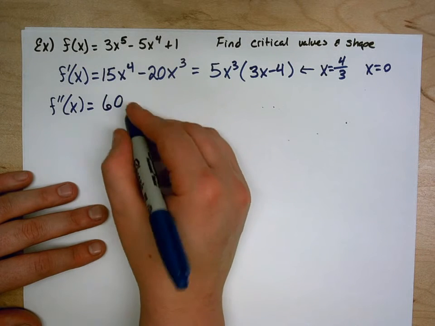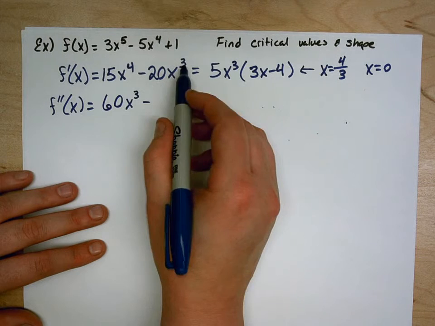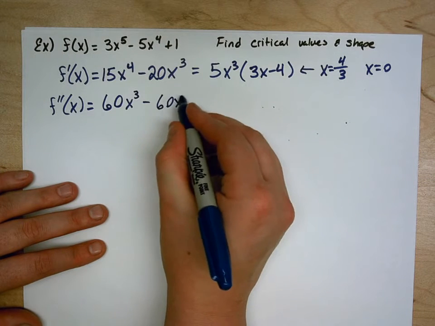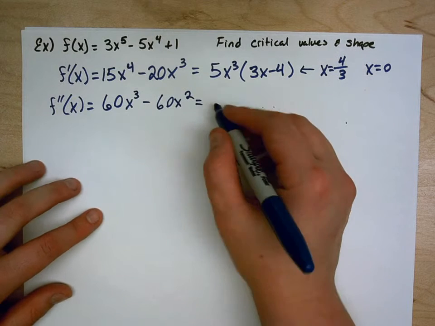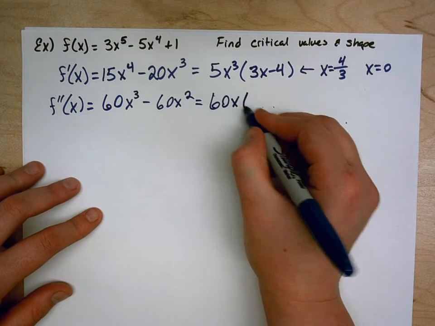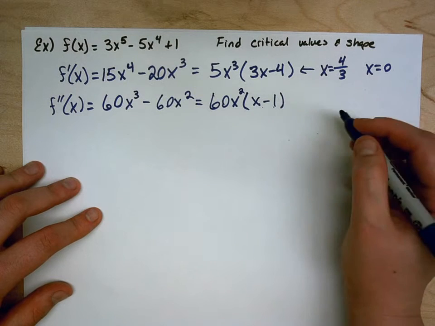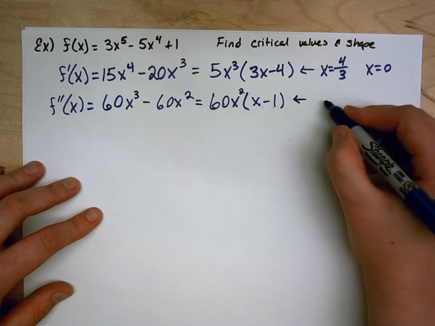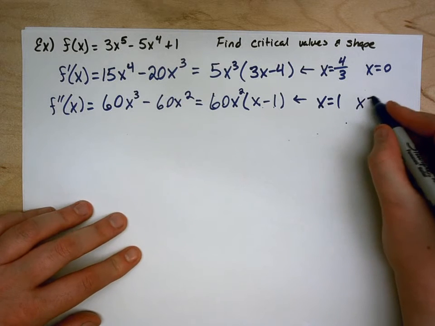So that 4 comes in front, making that 60x to the third minus 60x squared. So we can pull a 60x out of both of these. So that'll be x minus 1. And this one equals 0 when x equals 1. And again, don't forget about this x out here when x equals 0.